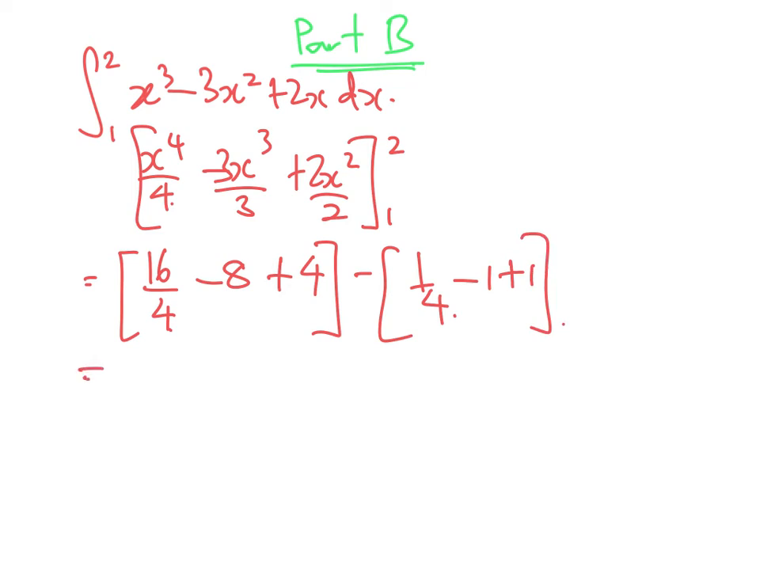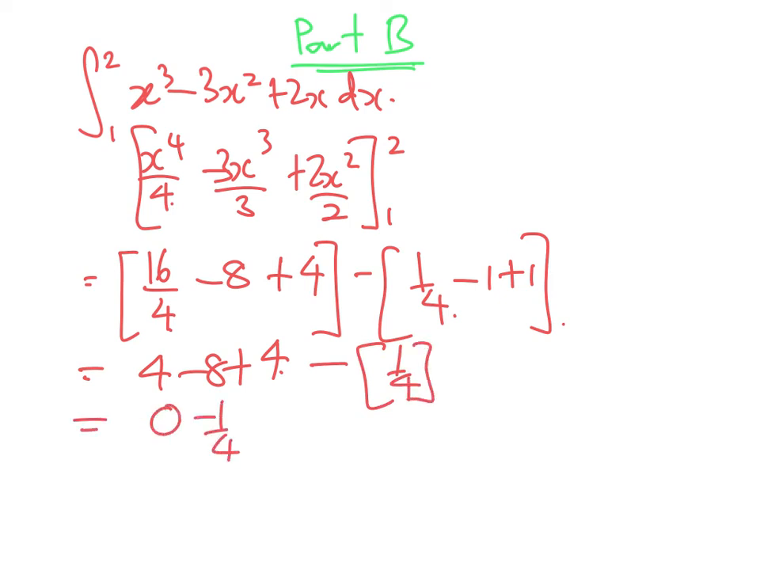So what does that give us? 4 minus 8 plus 4, which is 0, and then minus 1 over 4. So that leaves us with 0 minus 1 over 4. Your answer is negative 1 over 4.